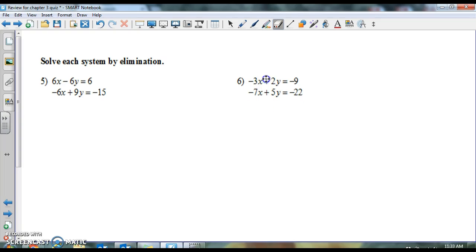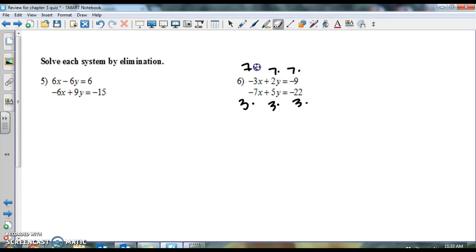You could choose your x's, you could choose your y's. It doesn't matter because I can't multiply this by something to make it 7. I can't multiply this by something to make it 5. So we're going to have to multiply it by the opposite number. So like on number 6, maybe I'll choose to multiply the top by 7 and the bottom by 3. And that means I would multiply everything by 7 and everything by 3.